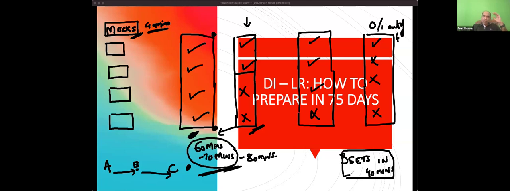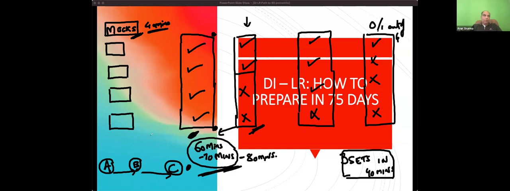So, even this year, I would think that three sets out of four should be enough to get you through to 100 percentile in DILR. So the key factor, as I was saying, if you're going from city A to city C, the crossing of city B becomes critical. Unless you've crossed city B, you know that you're not going to reach city C. So that's the whole idea.